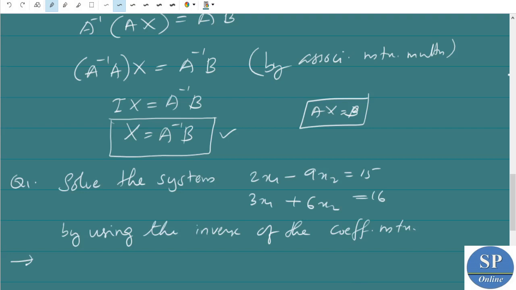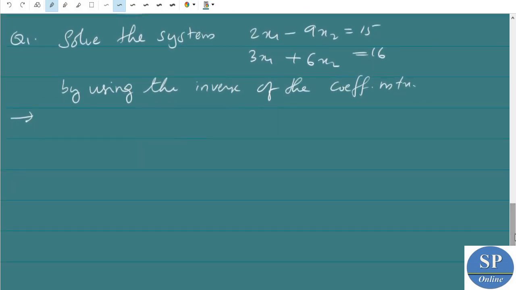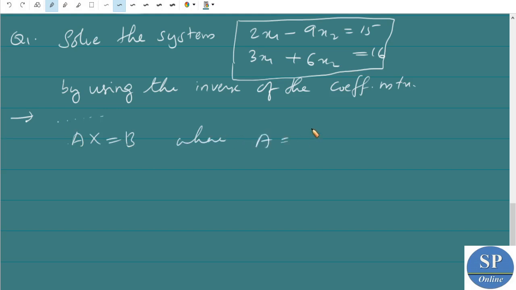So this is the question. Solve the system 2x1 minus 9x2 equal to 15, 3x1 plus 6x2 equal to 16 by using the inverse of the coefficient matrix. To do this problem, first we convert this system into matrix notation. The matrix notation of the system is given by Ax equal to b, where A is the coefficient matrix, that is, 2, minus 9, 3, 6.